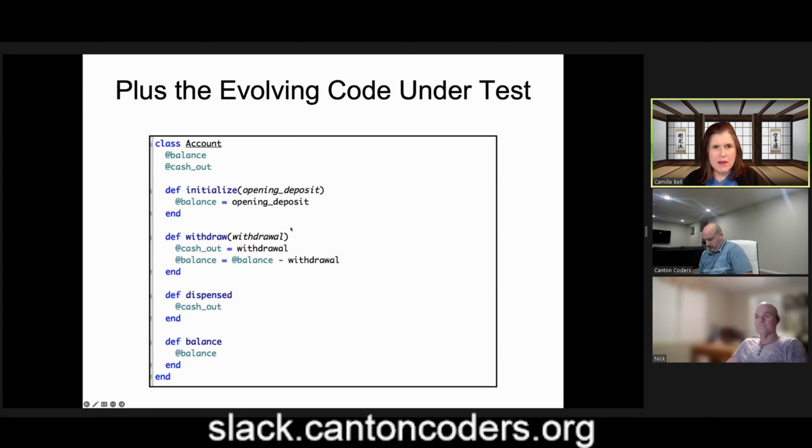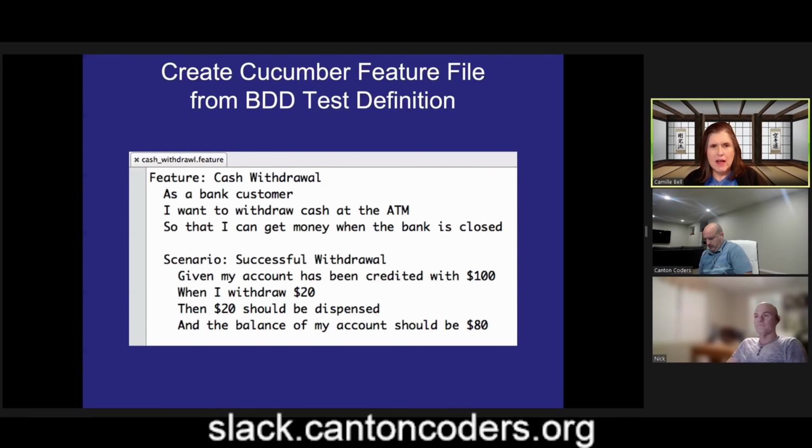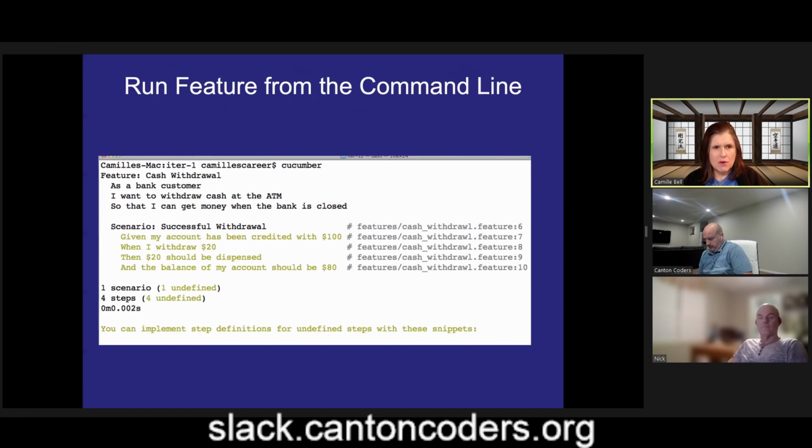So how do we get from there? And this is the code that would be under test. Again, this is a Ruby example. How does that happen? Okay. So in our cash withdrawal example, we've got these steps. They are unimplemented. I'm running them from the command line to show you what would happen. And this is the first half of what you see.